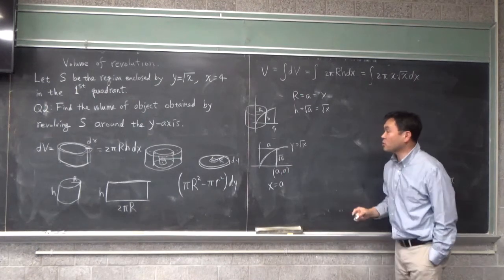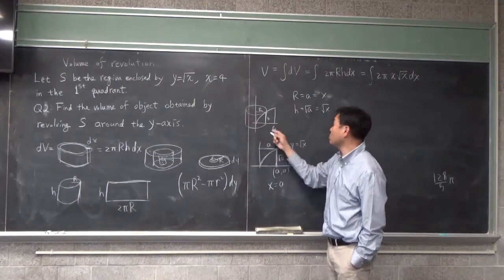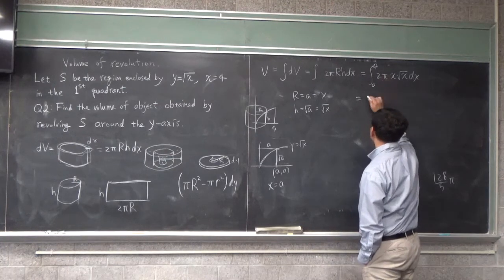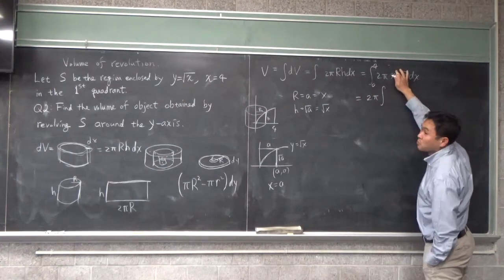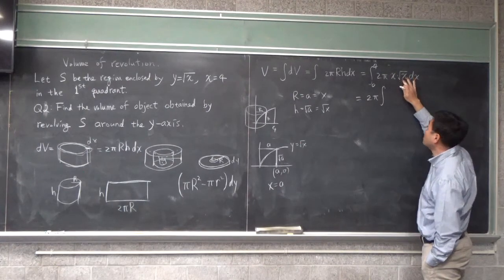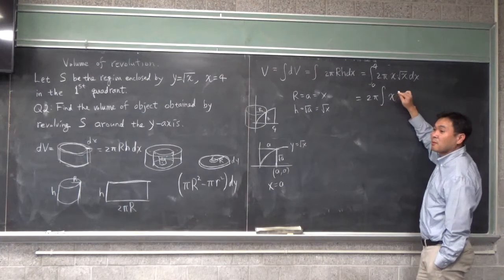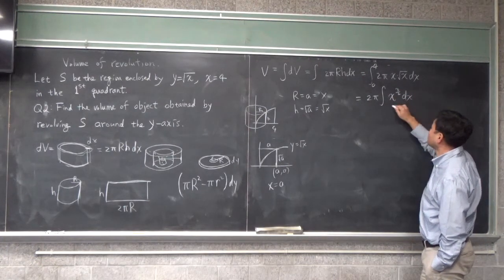And x varies from where to where? It goes from 0 to 4. Let's bring the 2 pi outside. This is x to the first power, and square root of x is x to the 1/2 power. Therefore, x to what power? What's 1 plus 1/2? 3 over 2. So we have x to the 3/2 dx, and x goes from 0 to 4.